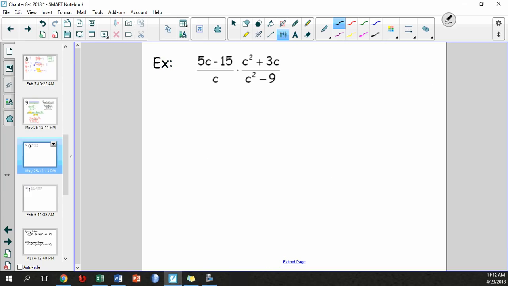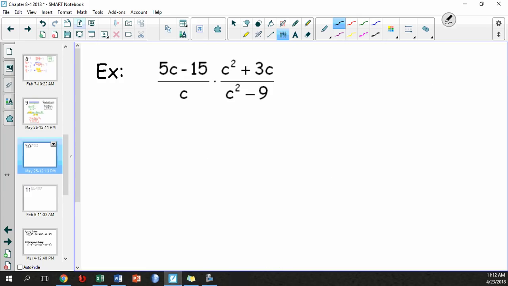Okay, next one. This one is a little bit more involved because instead of having 1 fraction, how many do I have now? 2. And how are the 2 fractions attached? By multiplication. So if the 2 fractions are attached by multiplication, that's okay. We just simply marry them all together as 1. So the very first thing we're going to do is look at the very first numerator and say, do I have any negative exponents there? No. Look at the denominator. Do you have any negative exponents there? No. So we need to factor.